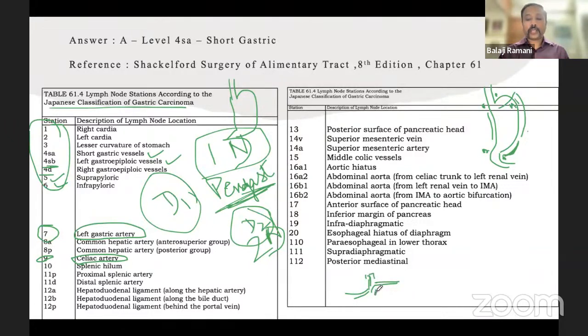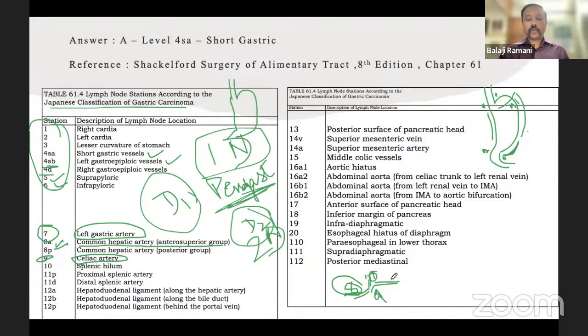So you have your 7, which is your left gastric artery. Then you have your 9, which is your celiac artery. And on this side, you have 8, which is going to be your common hepatic artery. Again, A and P are anterior and posterior. Whatever is anterior is known as 8A, that is common hepatic artery, and whatever is posterior will come under your 8 posterior. 9 is the celiac, 7 is your left gastric.